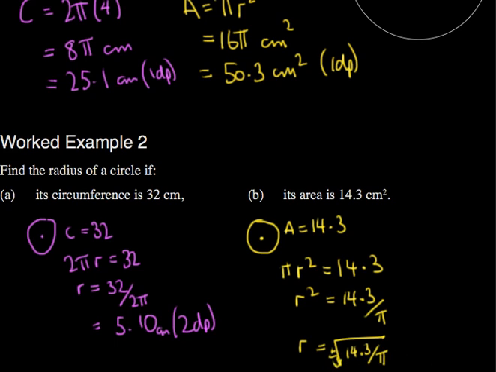And in the calculator, let's do that. 14.3 divided by pi, and then square root that answer. It's 2.1335, which I'm going to say is 2.13 to 2 decimal places. And the unit here, because I'm finding the radius, would still be centimeters.